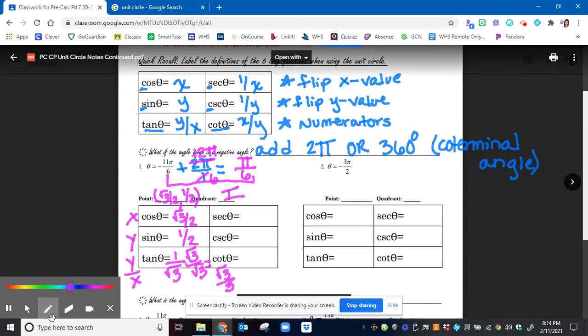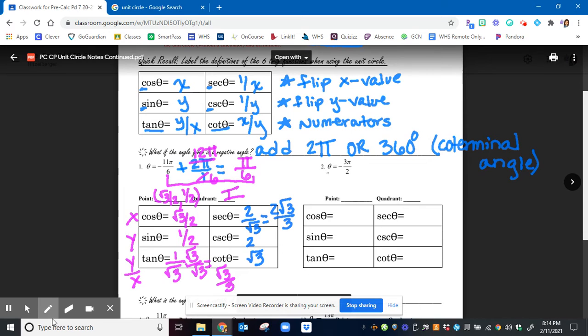Then I'm going to go over to my reciprocals. For secant, instead of doing 1 over x, all I want to do is flip the x value. So I have 2 over radical 3, rationalize, and I get 2 radical 3 over 3. Cosecant is the reciprocal of sine, so it's going to give us 2 over 1, or 2. And then cotangent, I'm going to do x over y, or flip this, so that's going to be radical 3 over 1, or just radical 3. And then we're done. Because we're in the first quadrant, everybody is positive and happy.